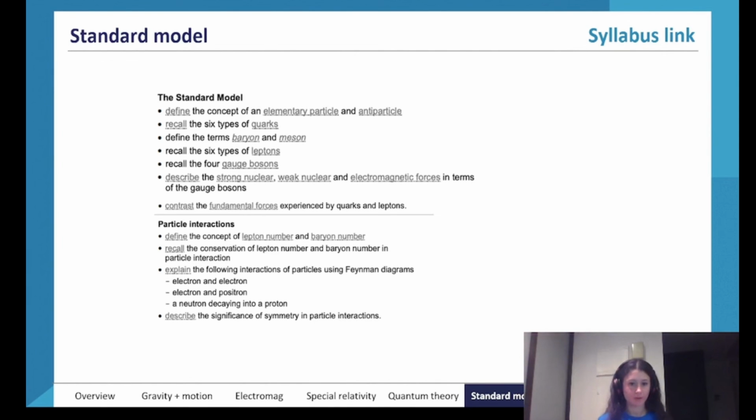For the Standard Model, we need to define the concept of elementary particles and antiparticles. We're going to go over a lot of different types of particles and forces, and then go over the interactions between these particles.